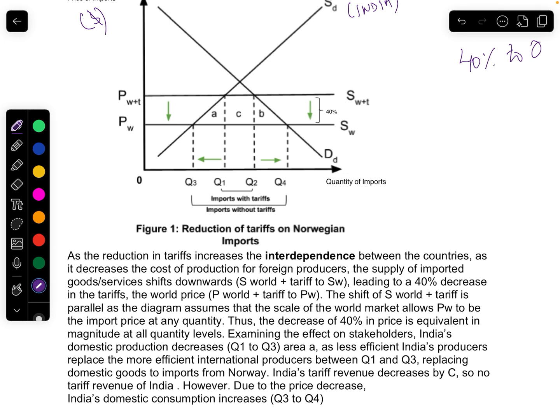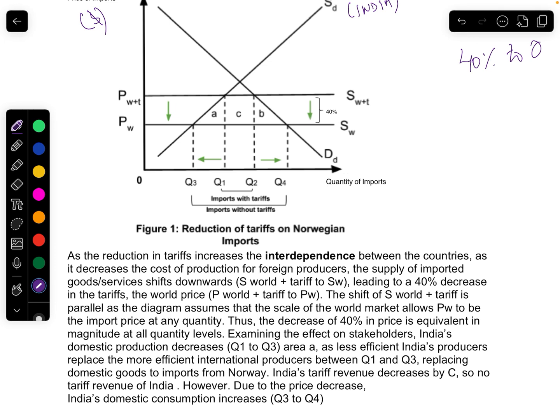So as the reduction in the tariff increases the interdependence between the countries, very nicely the child has brought in the key concept. However, it will help the child not in this criterion but in criterion D, in which the key concept has to be covered. So this is nicely explained because reduction in tariff shows that they want to interdepend on each other, both the countries Norway and India. As it decreases the cost of production for foreign producers, the supply of imported goods and services shifts from SW plus tariff to SW. So the child has started the explanation with the SW.